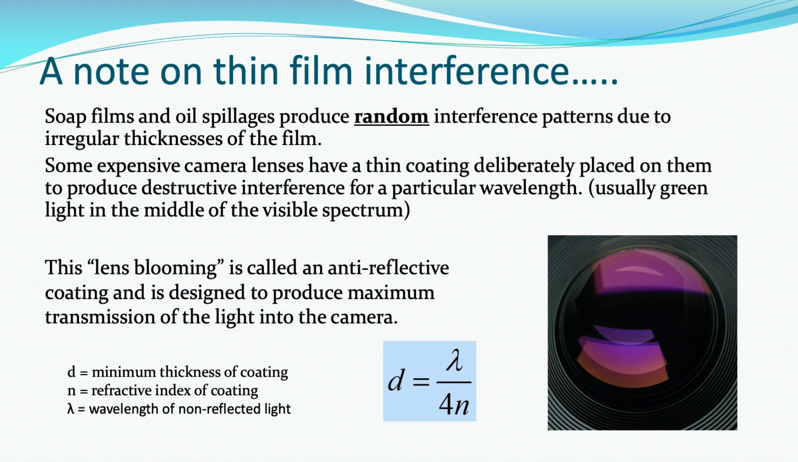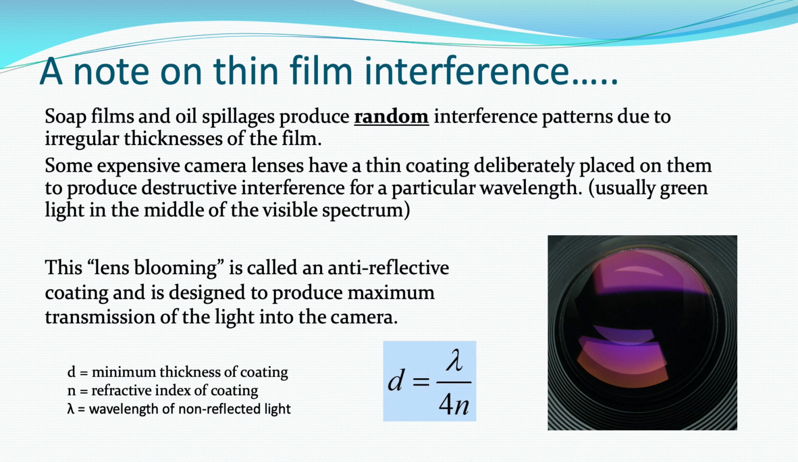A bit like this. So if it's a soap film or an oil spillage, you see a spectrum. It's a random interference pattern due to irregular thicknesses of the film. But some expensive camera lenses, or you can pay an extra £50 when you buy your glasses, they have a thin coating deliberately placed on them that produces destructive interference for one particular wavelength, usually green because it's in the middle of the visible spectrum.